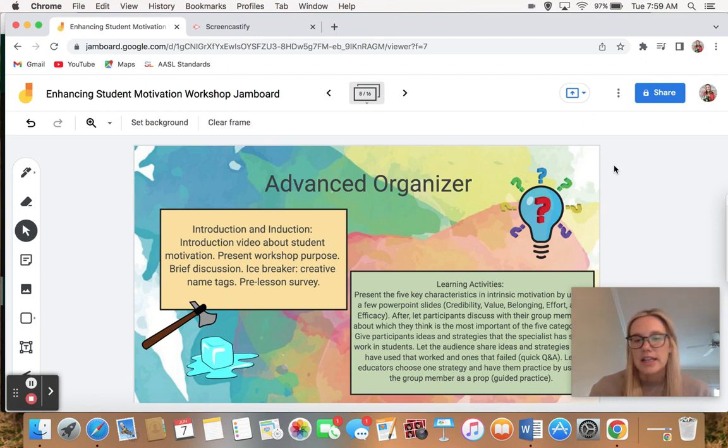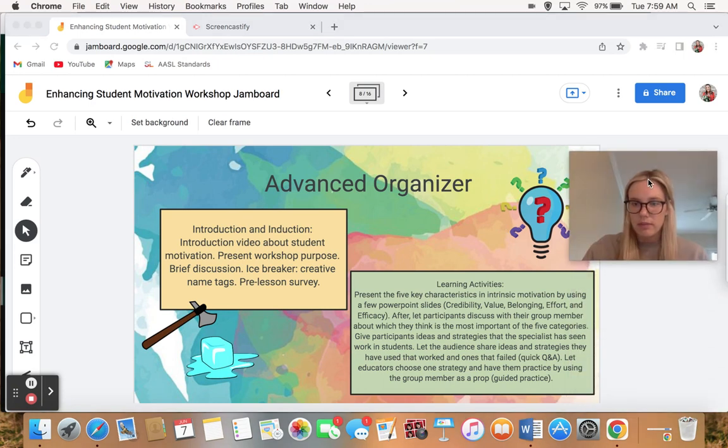Then we're going to give participants ideas and strategies that the specialist has seen work in other students. And then we're going to let the audience share ideas and strategies that they have used that work and ones that have failed, kind of like a Q&A. And then we're going to let educators choose one strategy and give them time to practice using a group member. So kind of like the specialist will give each group a scenario, and they'll go back and forth, using the strategies correctly in that specific scenario.